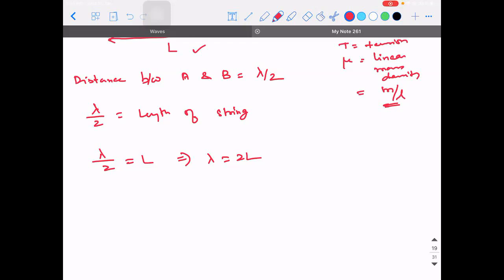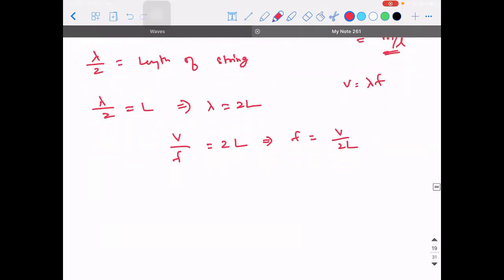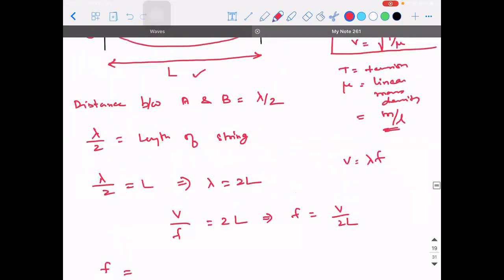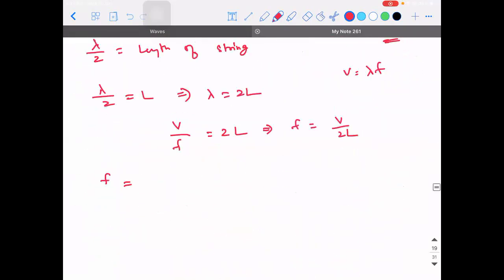Then how do I write lambda in terms of speed and frequency? V is equal to lambda into F, where V is the speed. So can I write lambda is equal to V by F? That is 2L, which implies F is equal to V by 2L. Guys, am I clear? But what is the speed? I told you the speed of a wave on a string is root of T by mu. So F is 1 by 2L into root of T by mu.